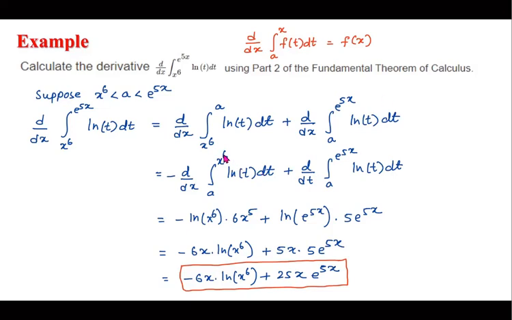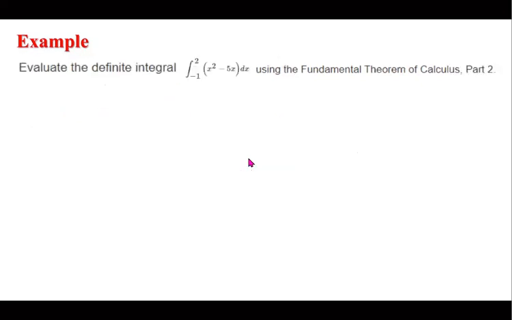But the problem here is the lower value is constant, as said in the theorem, but the upper value is a function of x. So what we do is, after we use the theorem, we also multiply by the derivative of that upper value. That is because of the chain rule, because whenever you are finding d over dx, the derivative, you must apply the chain rule. Okay, that is our 8th example where we use the second part of the fundamental theorem of calculus. Let's move on to example 9.